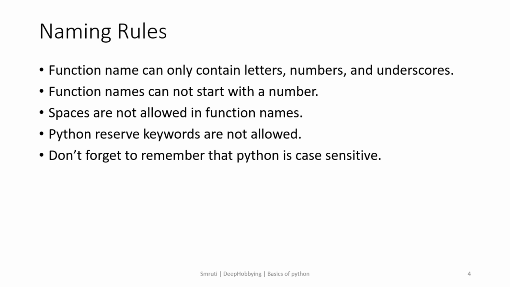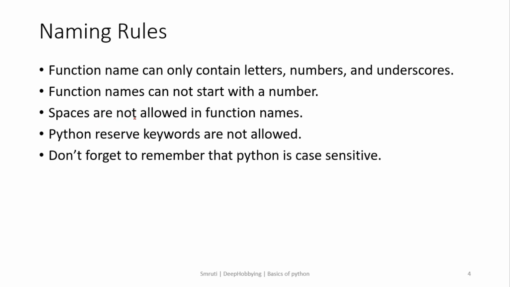So all the rules that have been applied for the variable name also apply for function names as well. A function name only starts with a letter or an underscore, or you can use any combination of these. A function name cannot start with a number. You need to remember this one.